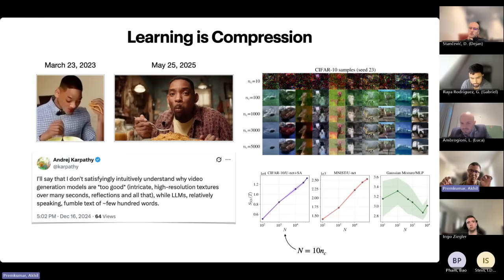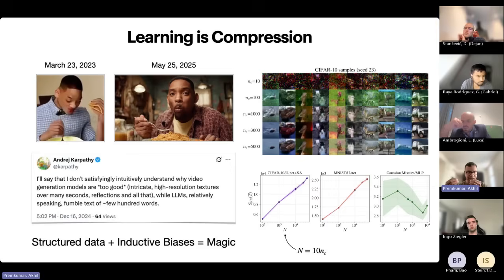But there is a little catch. If you repeat the same experiment where the data has very little structure, like a Gaussian mixture, and the inductive biases of your network are extremely weak, like an MLP, then this trend no longer follows. So there seems to be some sort of dance between the structure of the data and the inductive biases of the network, and when both of these line up, you get this nice compressive behavior from a diffusion model. Yes, there's a question.